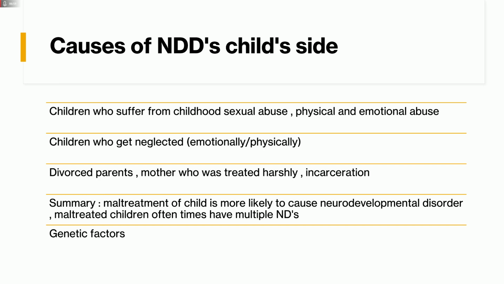But the exact cause of neurodevelopmental disorders, I should mention here, is not known. We can say that a combination of genetic factors and environmental factors causes these disorders. Now, if a parent is divorced, this can cause it, as can a mother who was treated harshly, and incarceration. In summary, we can say that maltreatment of a child is the most basic cause of neurodevelopmental disorders. Most of the children who have neurodevelopmental disorders are often maltreated children.